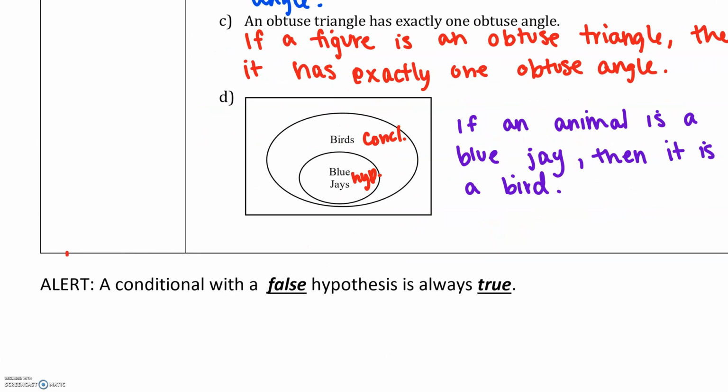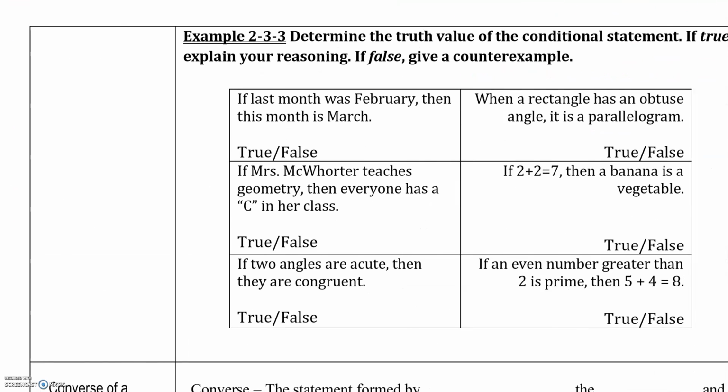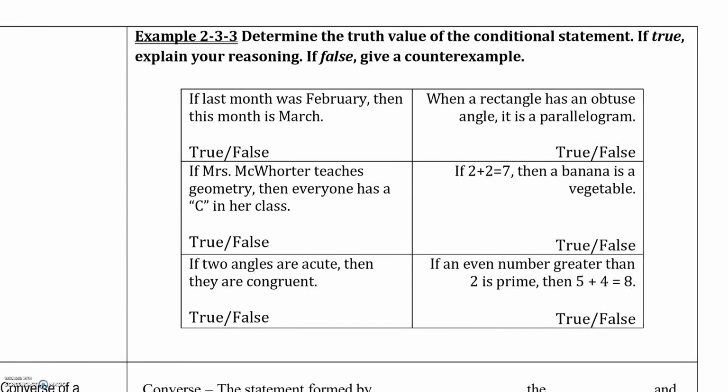All right, so now we're going to get into if something is true or false, the statements. Now, there is a kind of weird one, so that's where there's an alert. A conditional with a false hypothesis. So if the first thing that we're saying is false, then it is always considered a true statement. Kind of a weird thing, but if I start out with something funky and false, it is true. Our overall statement is true.